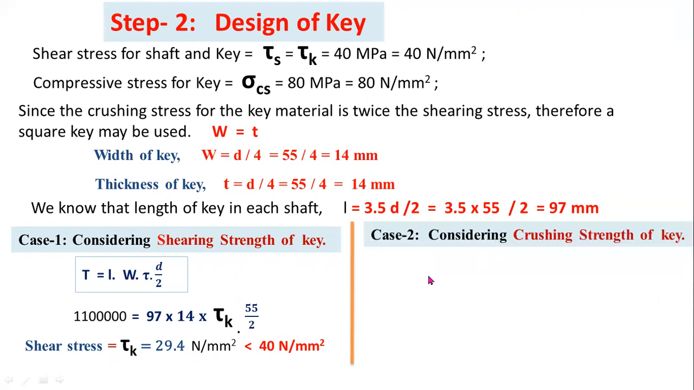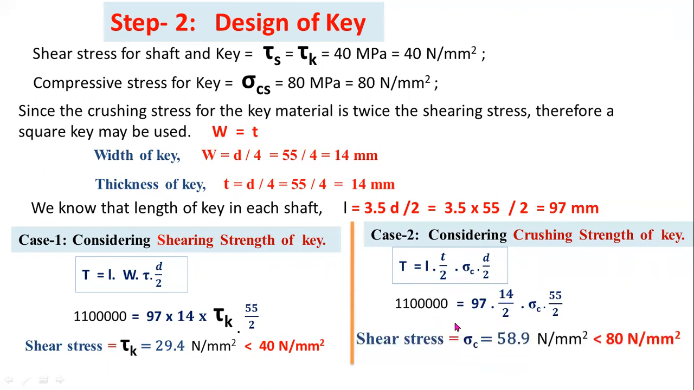In similar way, design a key on the basis of crushing strength. This is the formula for the key. Torque transmitted by key equals length of the key × thickness of the key/2 × compressive stress induced in the key material × radius of the shaft. D/2 is the radius of the shaft. Now you have to substitute the value of mean torque, length, thickness, and radius. From this equation, you can get the value of σc. σc is the compressive stress induced in the key material.